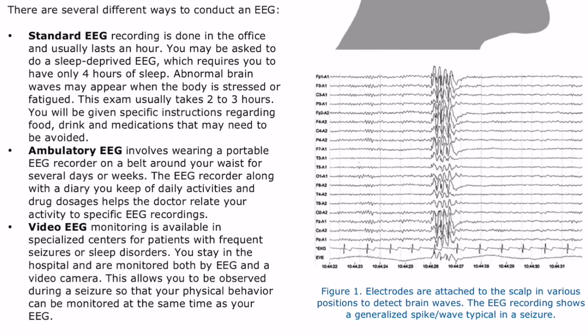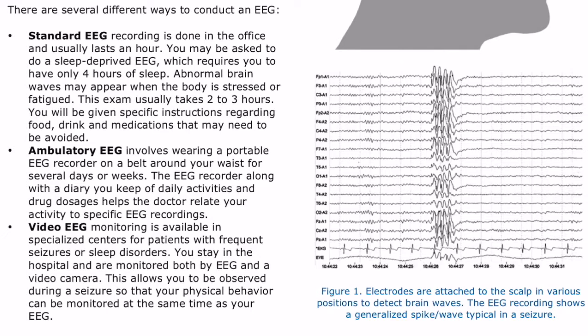Video monitoring is available in specialized centers for patients with frequent seizures or sleep disorders. You stay in the hospital monitored by both EEG and a video camera. This is like long-term monitoring. This allows you to be observed during a seizure so that your physical behavior can be monitored at the same time as your EEG. So you can get it on video as well for the doctor to make the most accurate diagnosis.